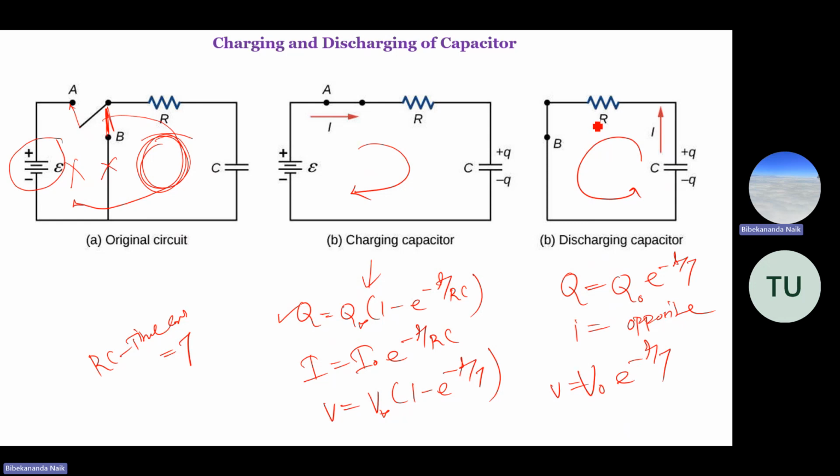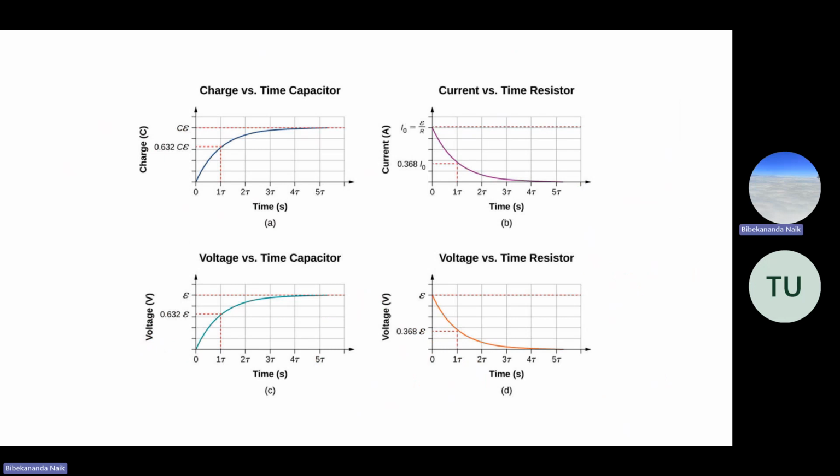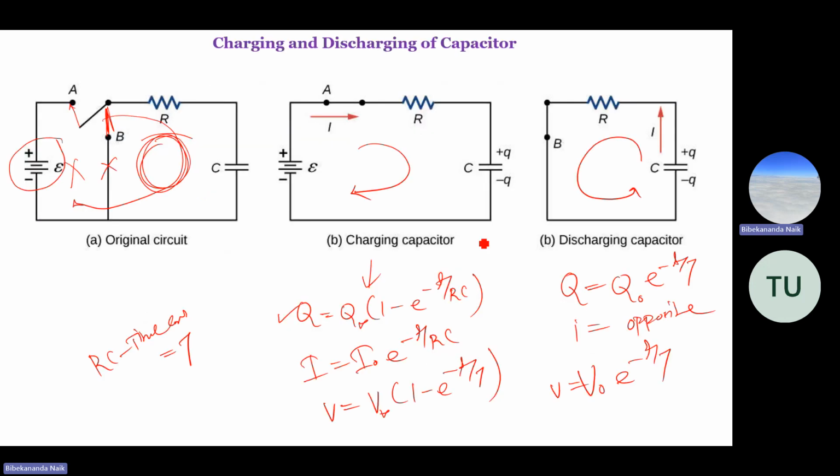Now, what do we mean by the time constant? This is the graph which represents the variation of charge versus time for the capacitor and current versus time for the resistor, and similarly voltage versus time for the capacitor and voltage versus time for the resistor. When the capacitor is charging, it will increase exponentially. Similarly, the current will fall exponentially, because from this relation it is I0 e^(−t/RC).